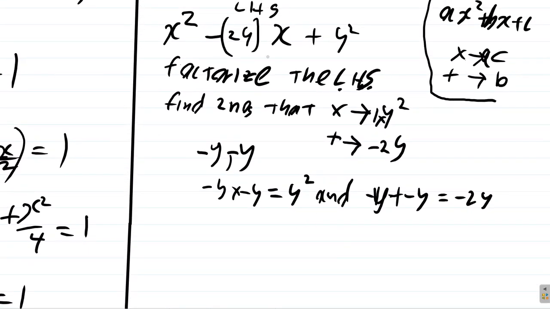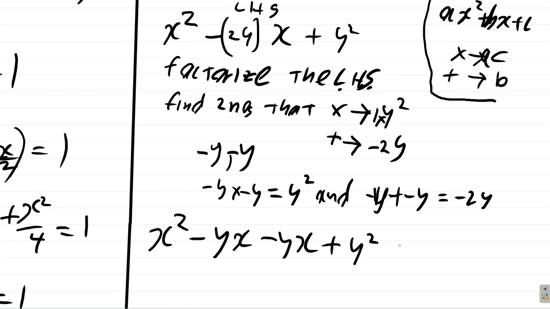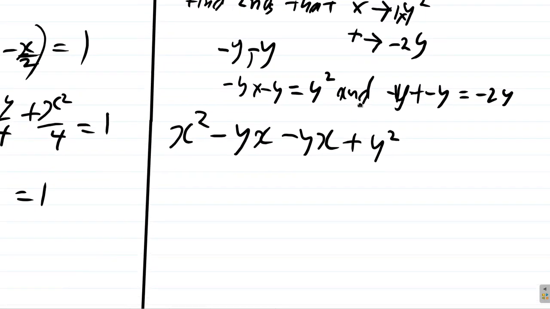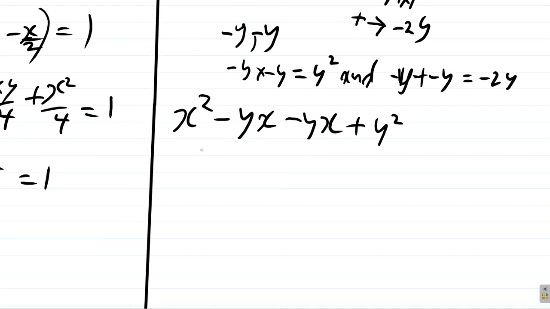So we have x squared minus y times x minus y times x plus y squared. Don't forget about the right hand side. We'll soon come back to it. We're just factorizing the left hand side. Factorizing by groups now. x outside the bracket, inside the bracket you have x minus y.